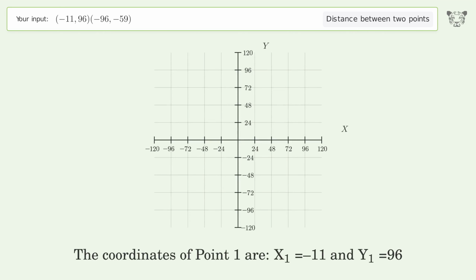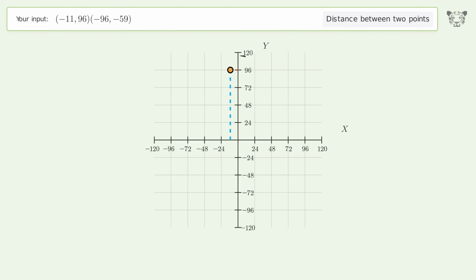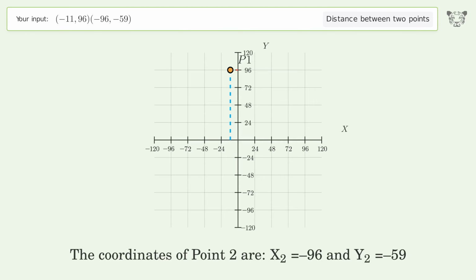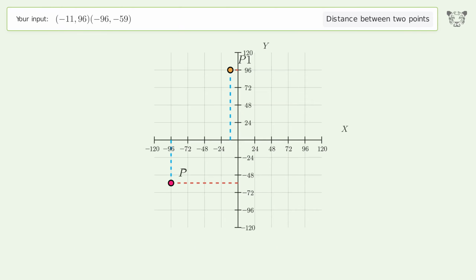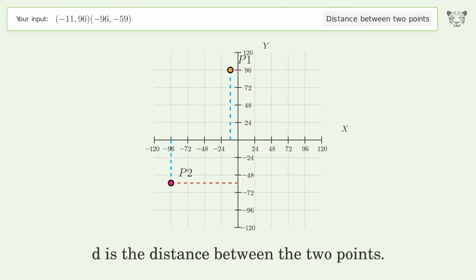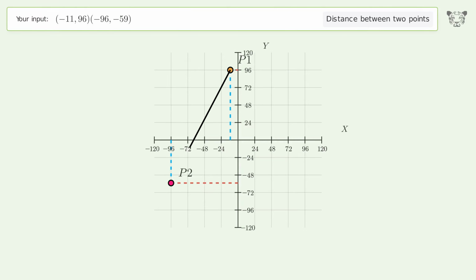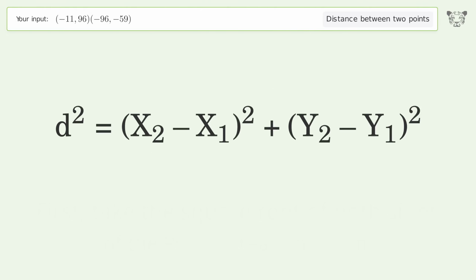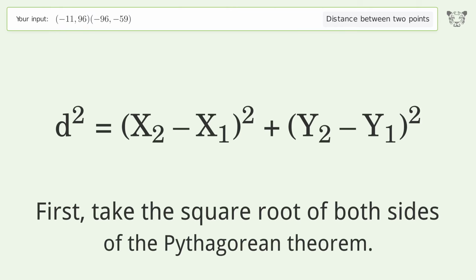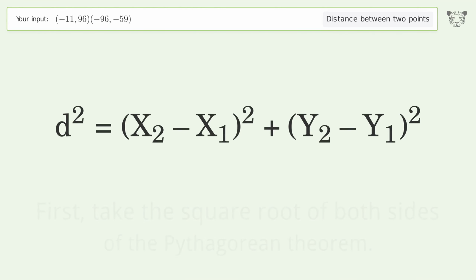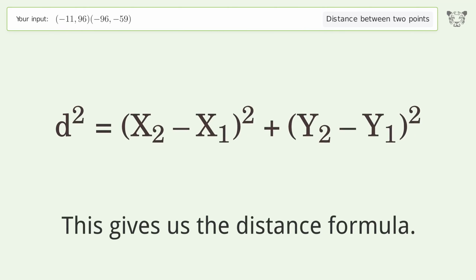The coordinates of point 1 are x1 equals -11 and y1 equals 96. The coordinates of point 2 are x2 equals -96 and y2 equals -59. D is the distance between the 2 points. First, take the square root of both sides of the Pythagorean theorem. This gives us the distance formula.